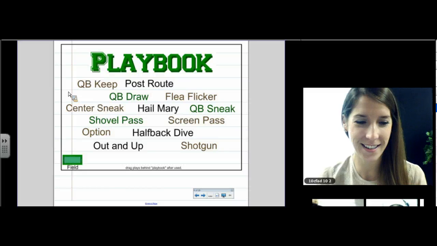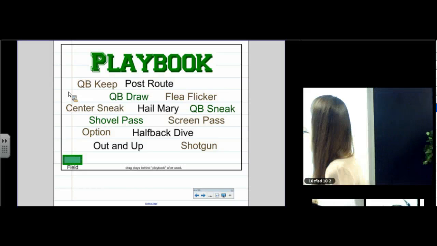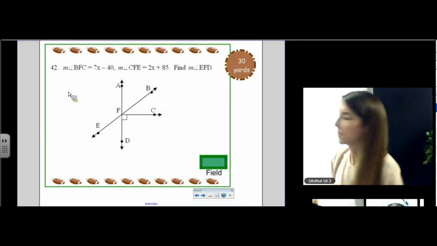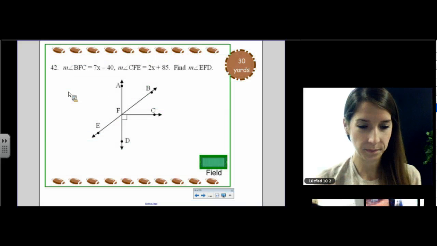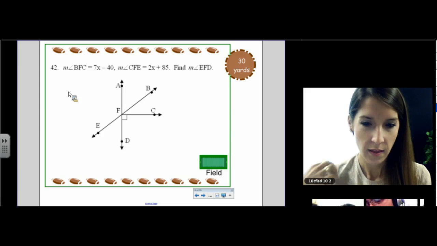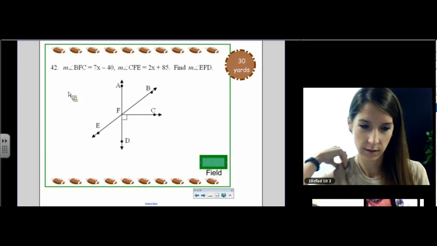Route. So that's what we're going to do. All right, post route. So everyone write post route on their paper. And then go ahead and solve this problem. This is worth 30 yards.